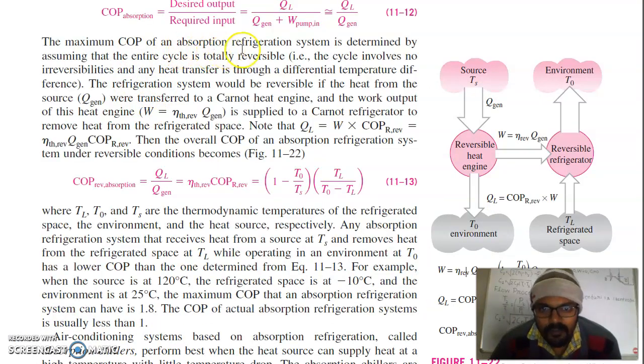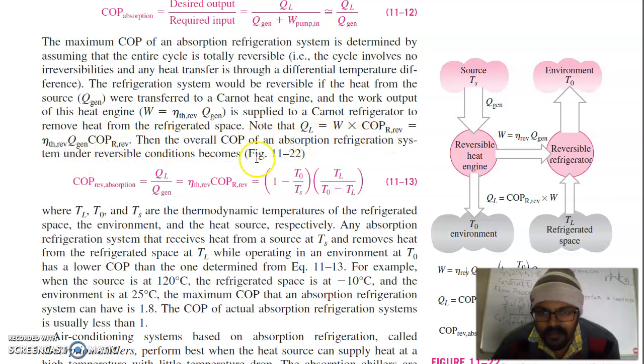The maximum coefficient of performance of an absorption refrigeration system is determined by assuming that the entire cycle is totally reversible. It means the cycle involves no irreversibilities and any heat transfer is through a differential temperature difference. The refrigeration system would be reversible if the heat from a source, Qgen, were transferred to a Carnot heat engine, and the work output of the heat engine, W, equal to the reversible thermal efficiency times Qgen, is supplied to a Carnot refrigerator to remove heat from the refrigerated space. Note that QL is equal to the work times the COP of the reversible cycle, which is equal to the reversible thermal efficiency times Qgen times the COP of the reversible refrigerator.